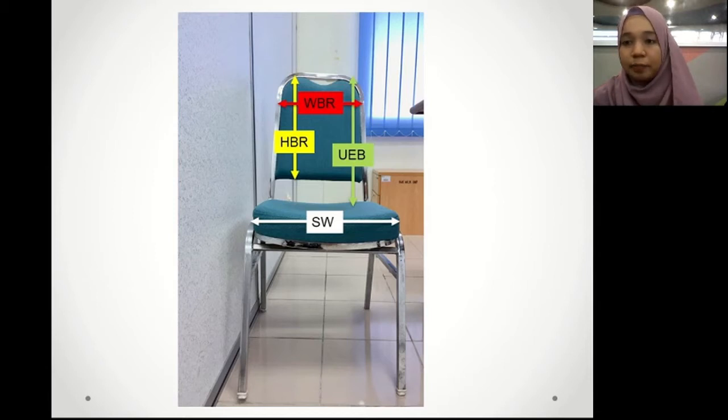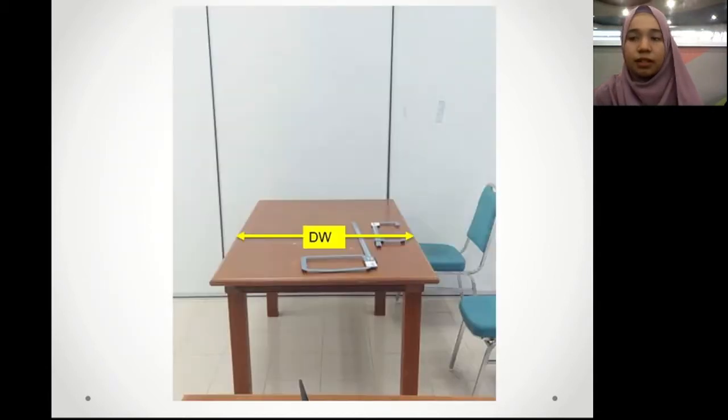Then this is the figure of the table from the lateral view. So you can measure the desk width from the edge until the end of the table, as shown in the yellow color.